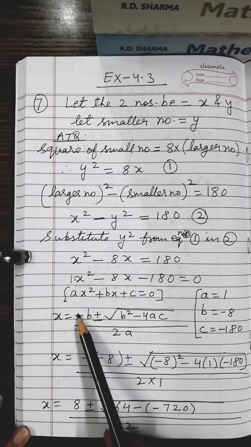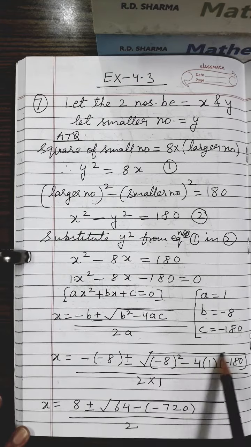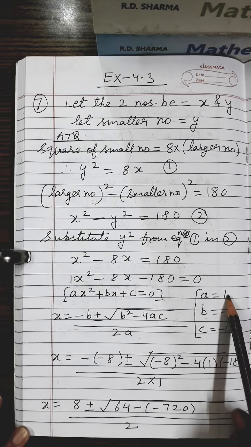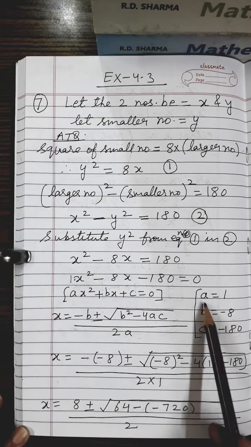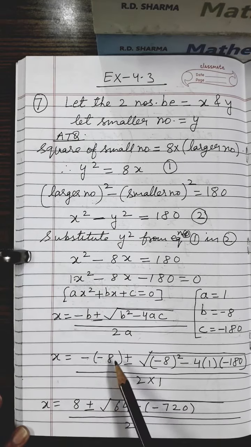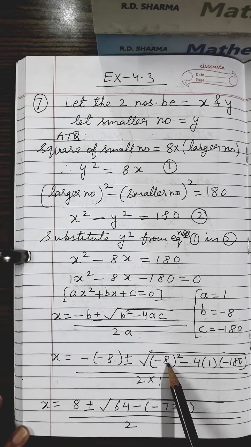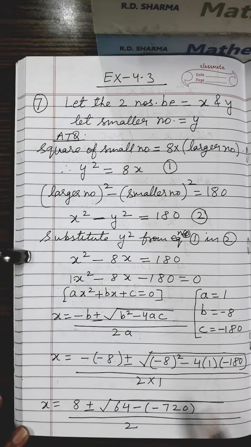So x equals to, this minus is a formula, b you write down minus 8 in bracket, plus minus square root of b square means minus 8 whole square minus 4 into a into c means 4 into 1 into minus 180, divided by 2 into a means 2 into 1. Next step, minus into minus becomes plus. So this will become plus 8 plus minus square root. Minus 8 square means minus 8 into minus 8, which gives you 64. Minus minus. Now 4 into 1 into minus 180 gives you minus 720, divided by 2. If you open the bracket, this minus with this minus get multiplied and you will get 64 plus 720.